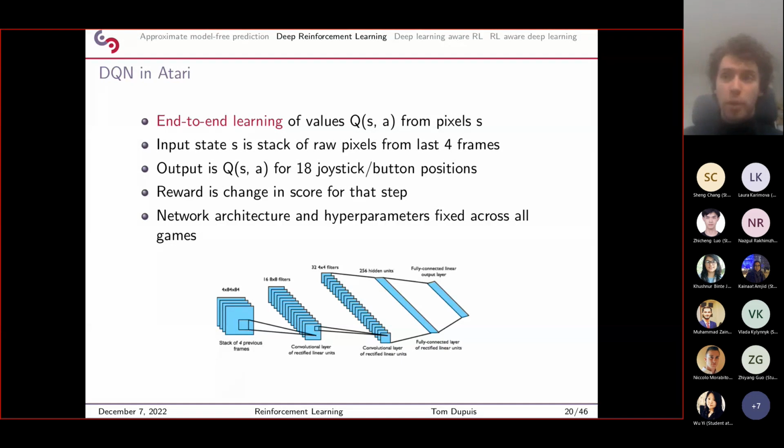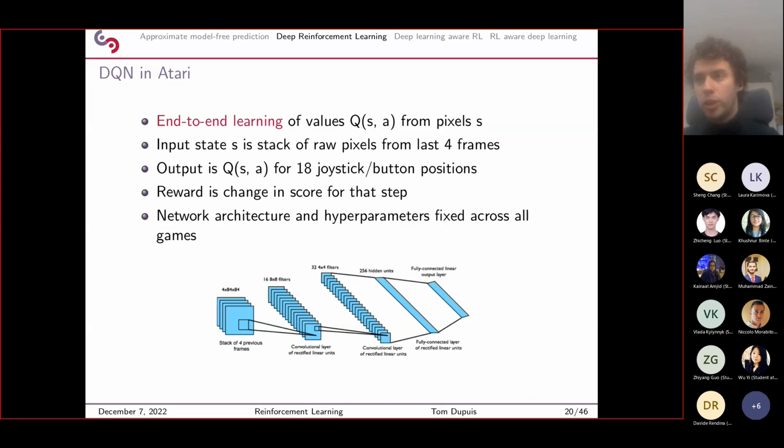Otherwise, we are in the POMDP, and the algorithms will have a hard time converging because they are designed to work in MDPs.